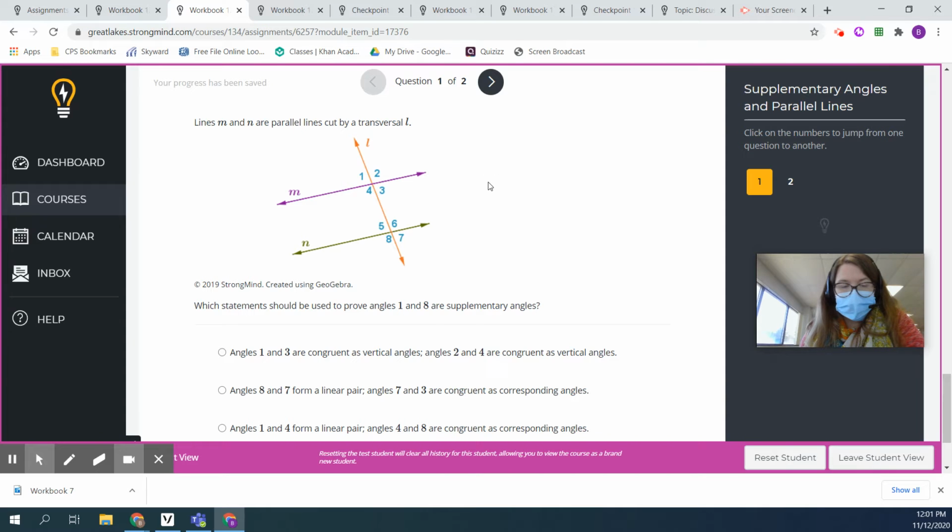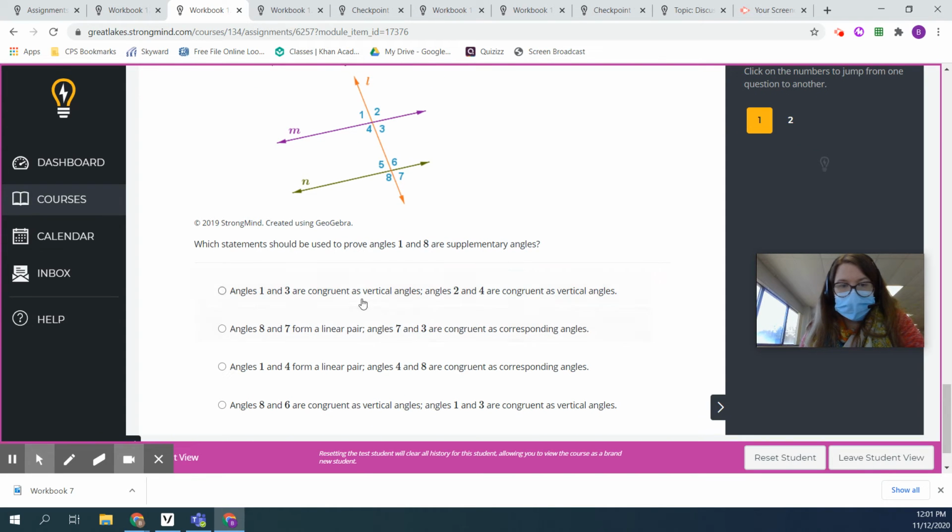M and N are lines cut by a transversal. We want to prove that 1 and 8 are supplementary. Well, we can see that they are same side exterior, but that's not what we want. Angles 1 and 3 are vertical angles. Okay. 2 and 4 are congruent as well as vertical, but that's not telling us anything about 8, so it's not going to help us. 8 and 7 form a linear pair. Okay. 7 and 3 are corresponding angles. That's okay, but it doesn't talk about angle 1, so not going to help us.